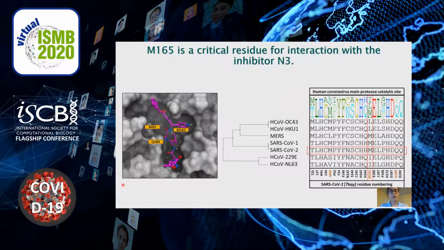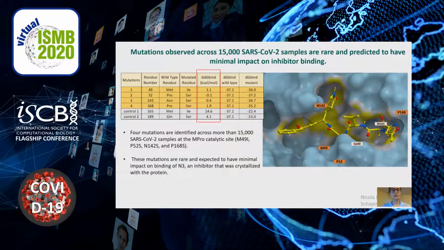I want to highlight an important residue, and that's methionine 165, which is deep in the pocket, and it's buried by the inhibitor. Looking at just 7 entries of human coronaviruses, we can see that methionine 165 is not conserved. And genetic variability at methionine 165 is a potential liability for broad-spectrum inhibition of the main protease, both across past and future coronaviruses.